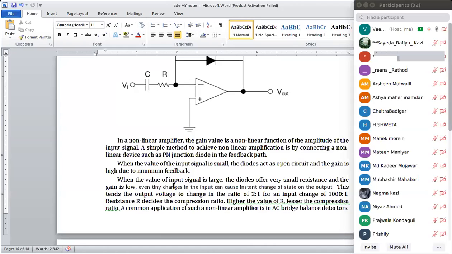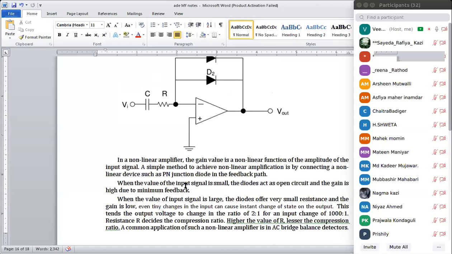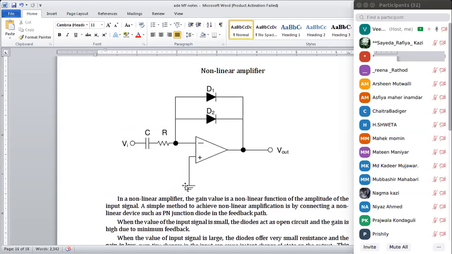So the next one is a nonlinear amplifier. Previously, whatever amplifiers we have seen, like an active filter, it is also using an amplifier. The multivibrators, monostable multivibrator, astable multivibrator, peak detector, many of the topics we have seen, all of them are using amplifiers which have a linear output.